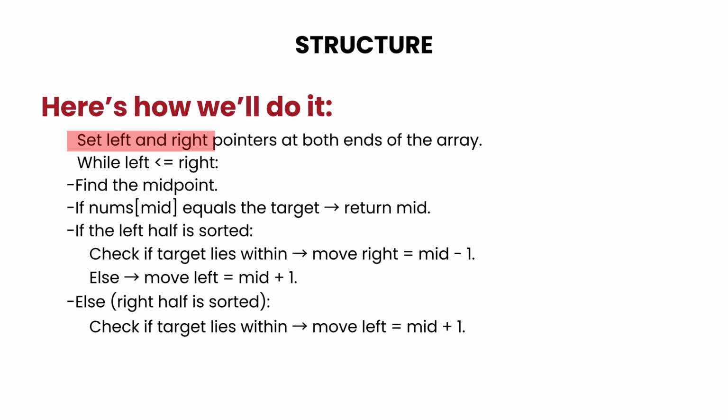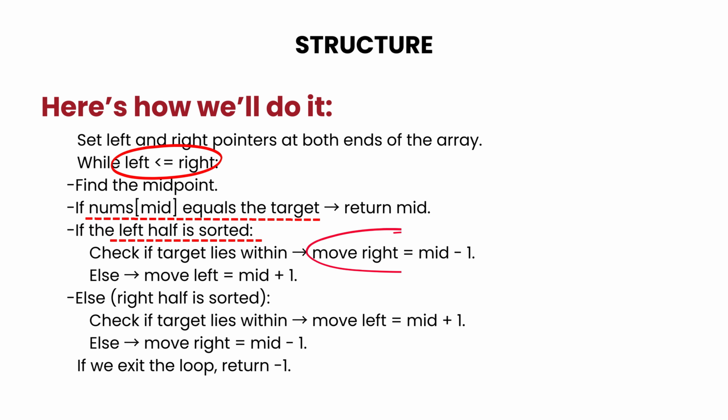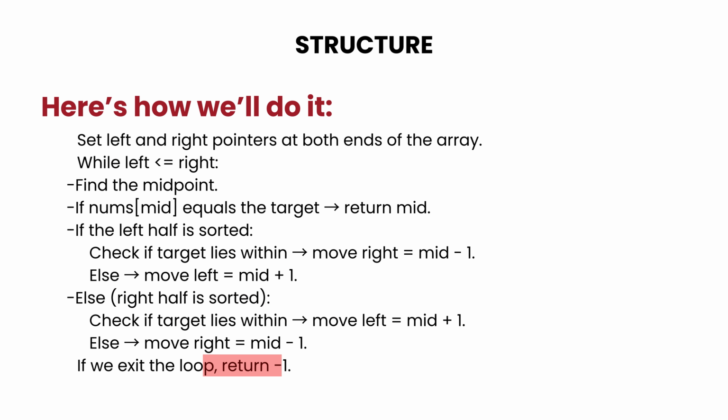Here's the structure. First, set left and right pointers at the array's ends. Then, while left is less than or equal to right, find mid. If nums at mid equals the target, return mid. If nums from left to mid is sorted: if the target is in this half, move right to mid - 1. Else, move left to mid + 1. Otherwise, meaning the right half is sorted: if the target is in this half, move left to mid + 1. Else, move right to mid - 1. Finally, if not found, return -1.